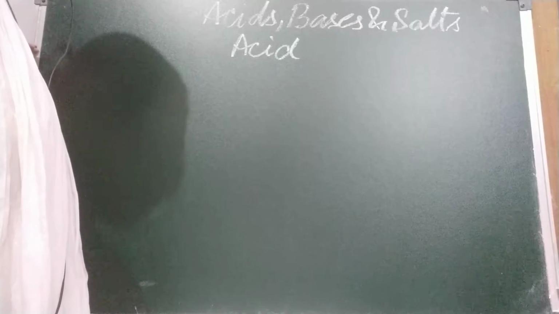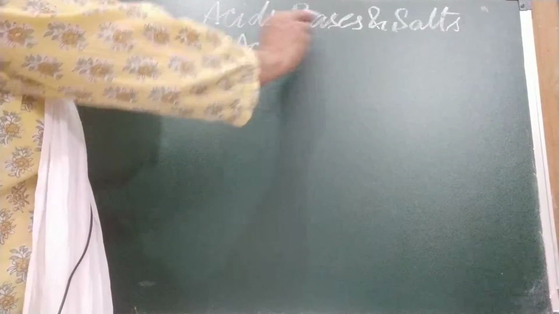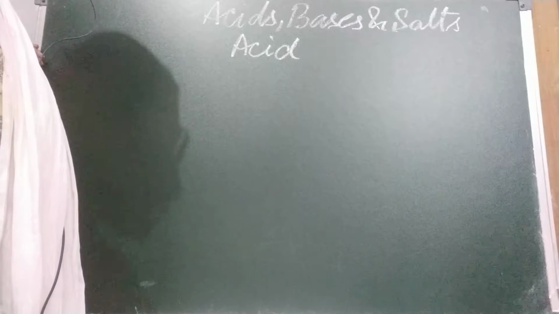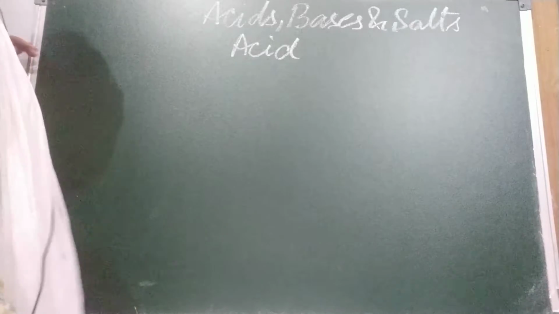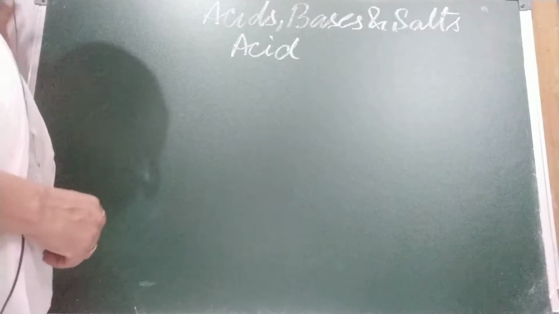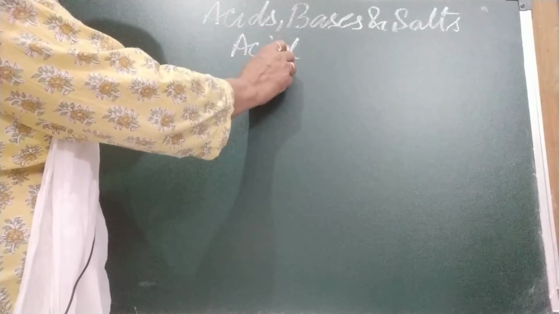Hello children, today our topic is acids, bases and salts. We have divided the substances into three parts: acids, bases and salts. First we are going to discuss acids.